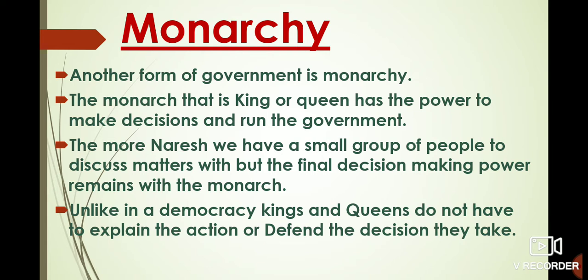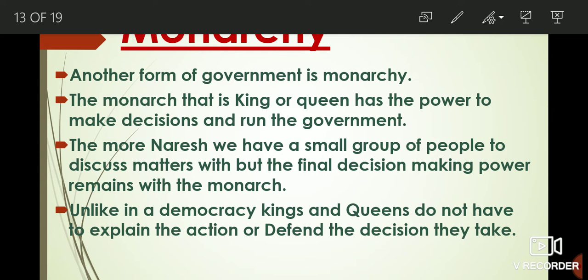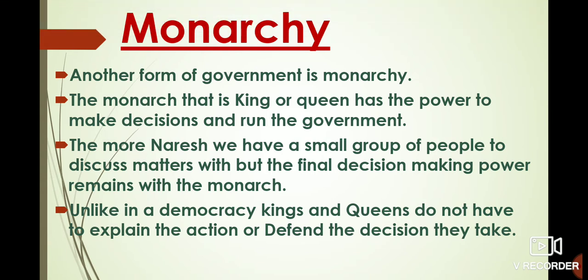What happens? The king or queen has complete power to make decisions and run the government, right? And sometimes the king or queen has a small group of people to discuss matters, but the final decision-making power remains with the monarch. So this is very important. He may discuss with the people, but the final decision of anything remains with the king or queen, and nobody can question his decision.